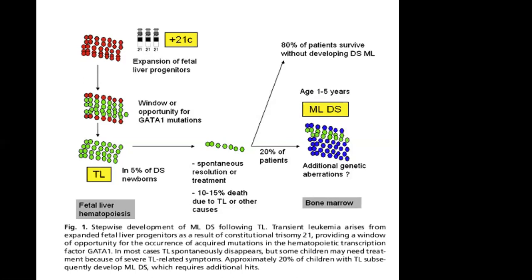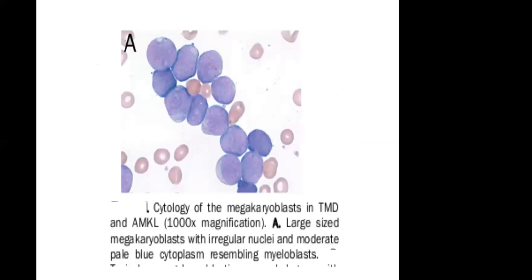So in most cases, what happens? They spontaneously resolve. Transient leukemogenesis spontaneously disappears, but some children may need treatment, like those who develop ascites, cardiorespiratory distress, and so on. Most of the time they resolve by themselves, but 20% of the children with TMD may subsequently develop AML. So this is the pathophysiology of developing either TMD or myeloid leukemia in Down syndrome children. That is why we need close follow-up.